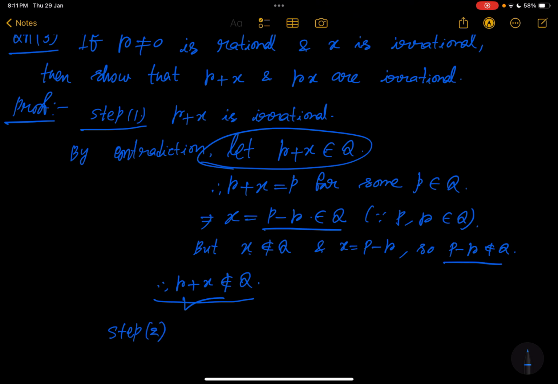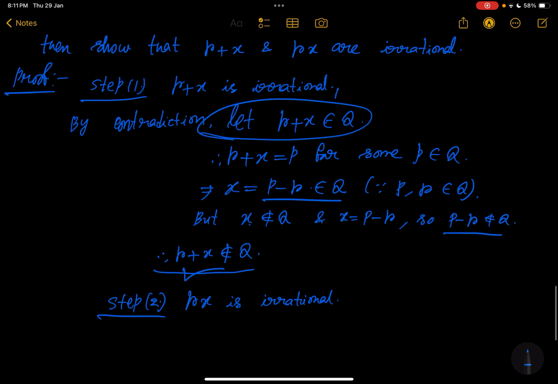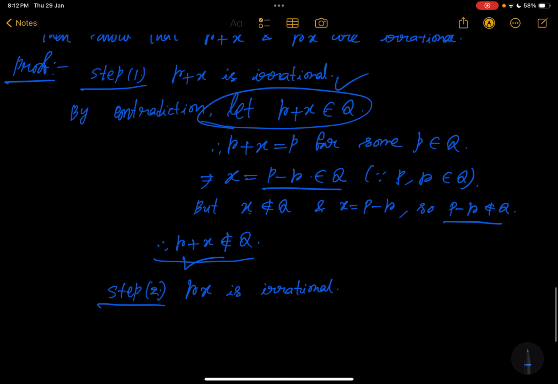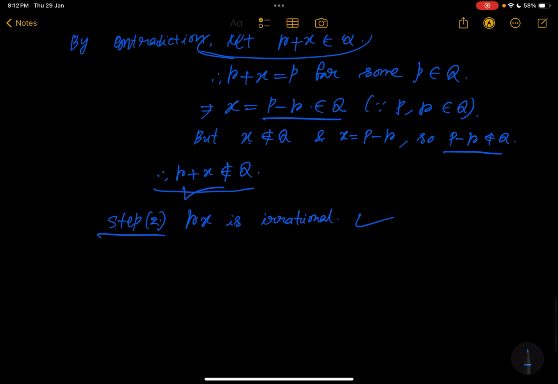Step 2, here we have to prove that rx is irrational. So it's saying you have a rational number, their sum is irrational, and their product is also irrational, right? So the sum being irrational is already proved here. Now we'll prove their product is irrational. Again we'll go by contradiction.